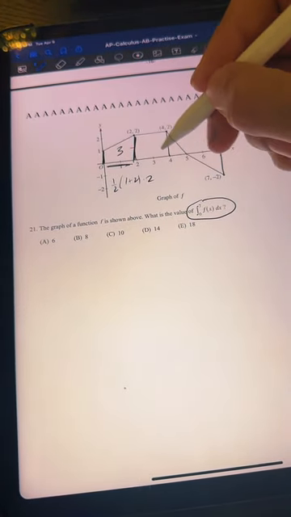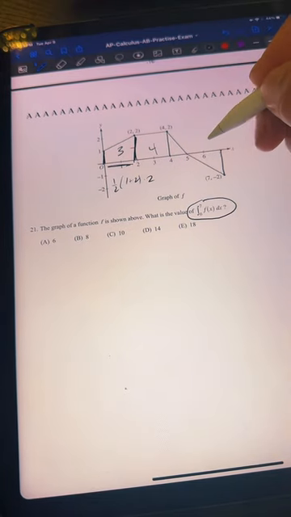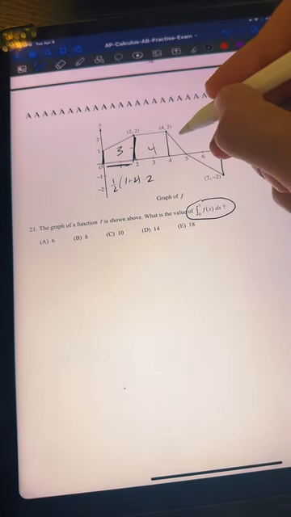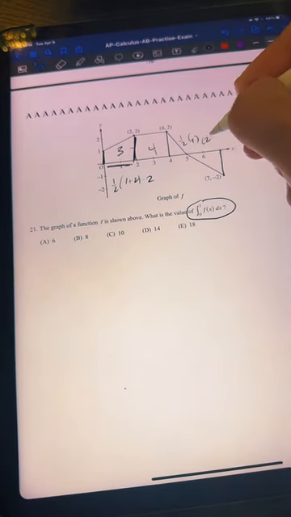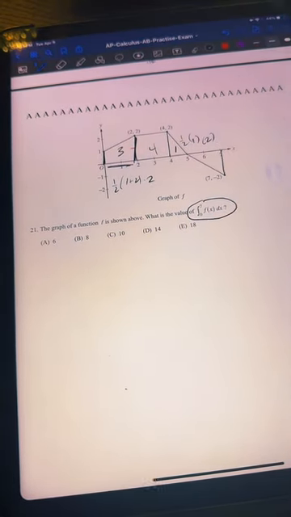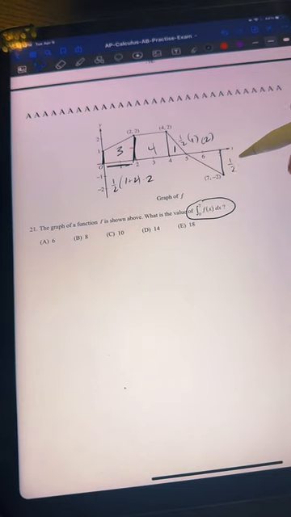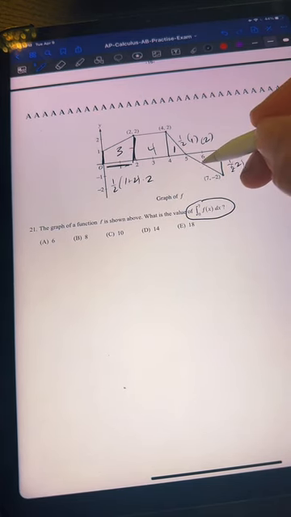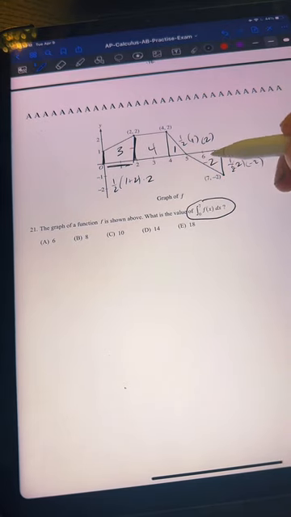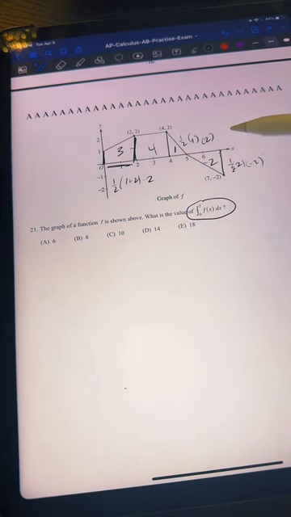Up here, we have a rectangle with a base of 2 and then a height of 2, so 4. Here we have a triangle. So remember, triangle is 1/2 base, which is 1, times height, which is 2. So the area, if you do this quickly, that's just going to be 1. And then down here, area is 1/2 base, which is 2, times height. It's downward, so it's negative 2. Okay, so this area is going to be negative 2. Be very careful with that, okay? It's underneath the x-axis.